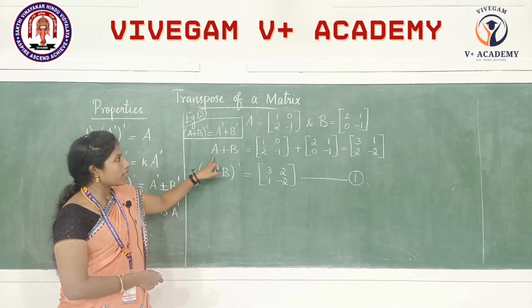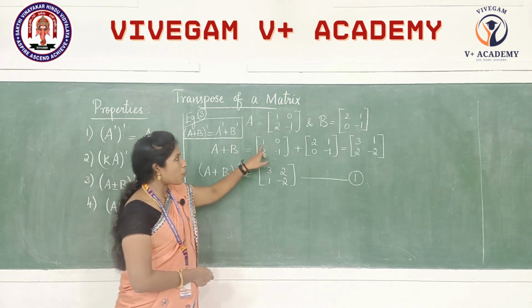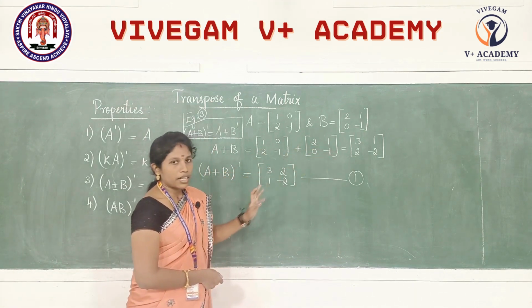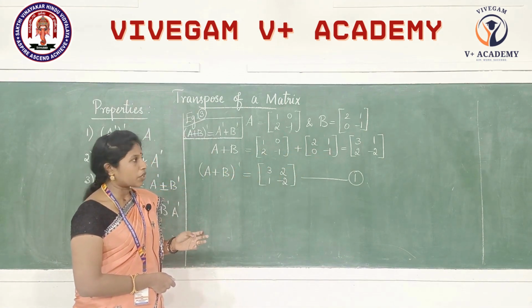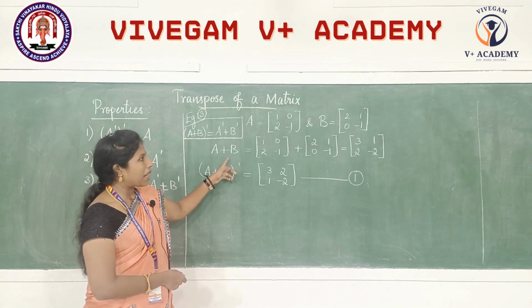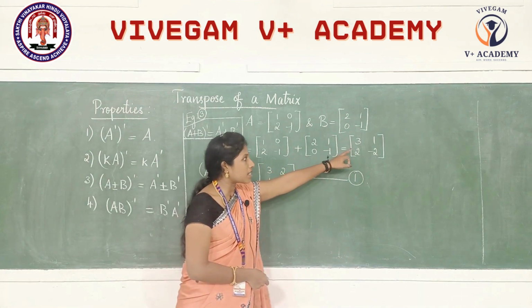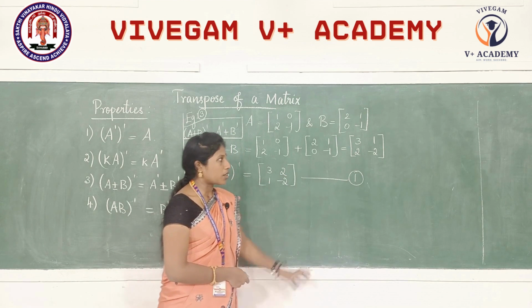Now we are adding the matrices A and B. Corresponding entries have to be added. We already saw this in the last video. While adding the matrices A and B, we obtain the matrix 3, 1, 2, minus 2.